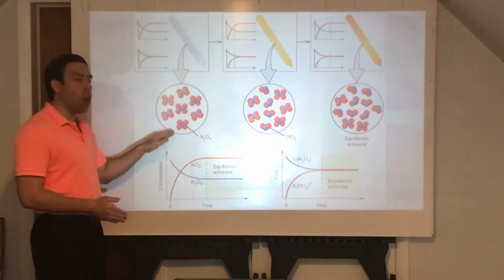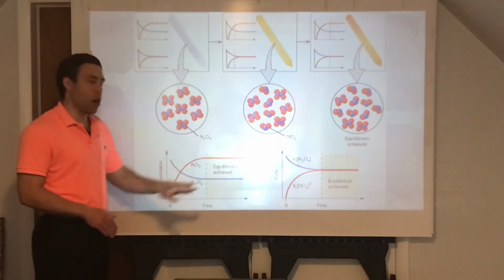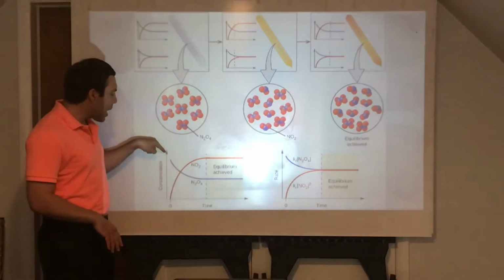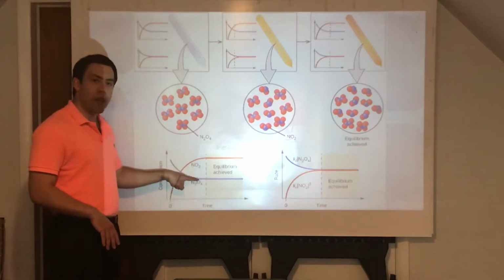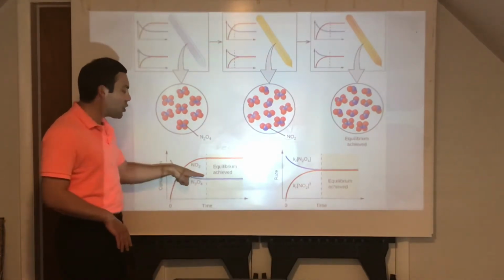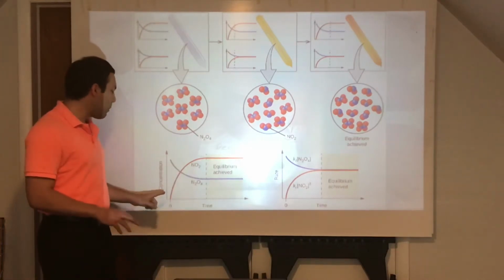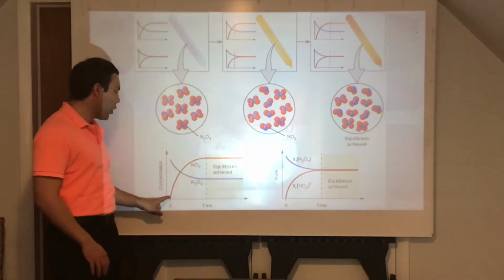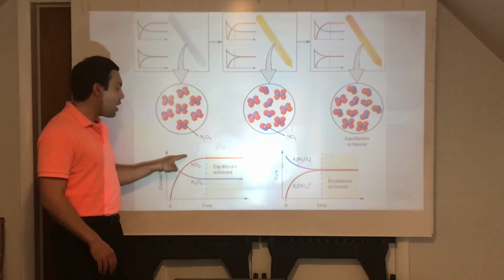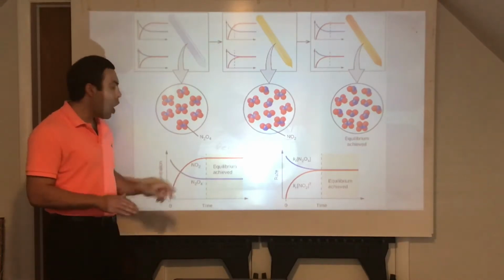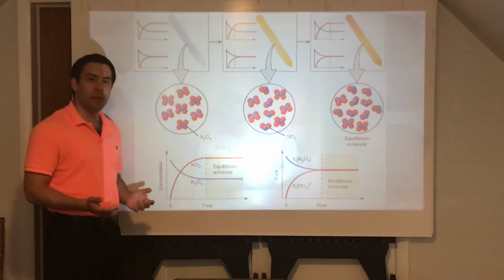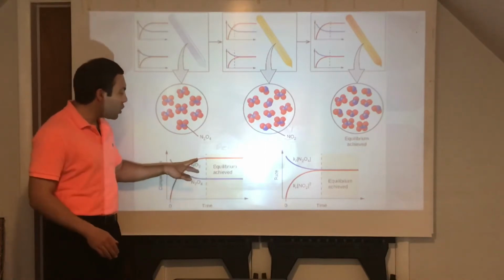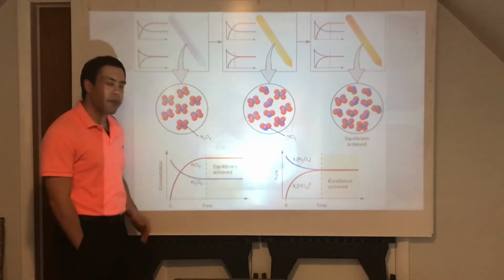We start off with only reactant, only N2O4. There's no product yet at the beginning. There's no NO2. As the reaction progresses, the amount of reactant, the amount of N2O4, decreases. At the same time, the amount of product, NO2, starts at 0 concentration, and as the reaction proceeds, the amount of NO2 increases until equilibrium is achieved. When equilibrium is achieved, the concentrations remain constant. That's why you see this flat line.